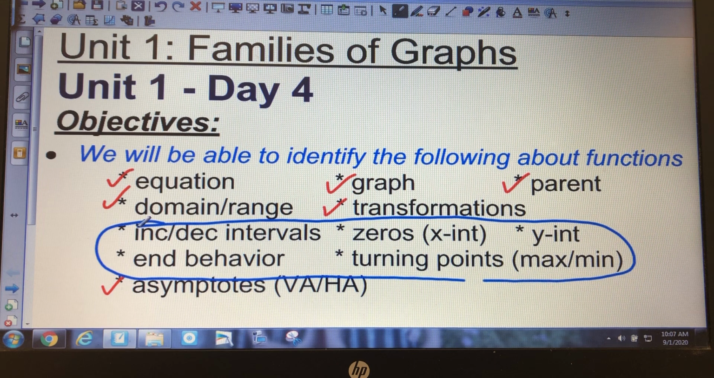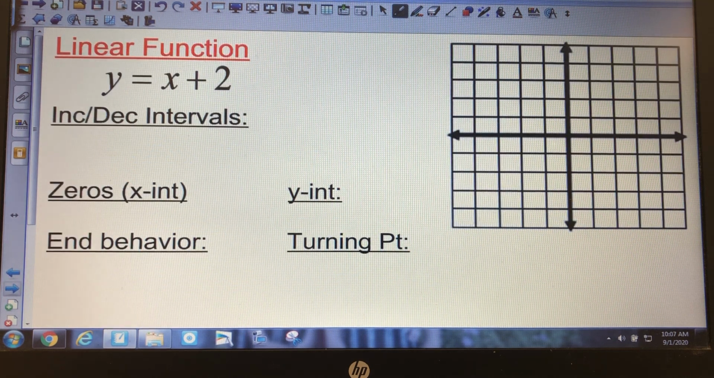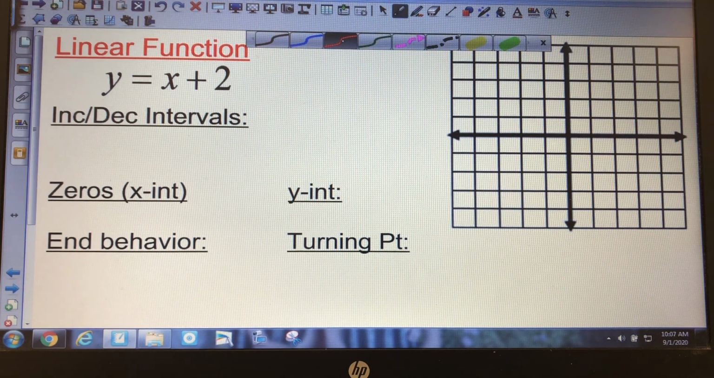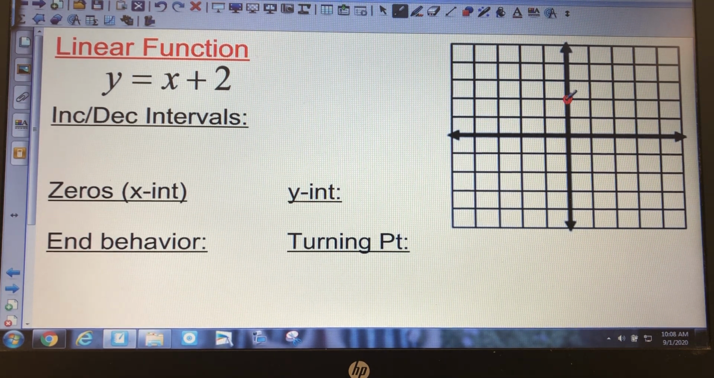Okay, so that's what we need to look at for each of these functions. We've done 9 functions, remember. So let's look at the linear function. So remember, you still need to know the other stuff, domain, range, and so forth. So this one goes up to, and we could fill in the points, and there's your linear function. So you still need to know your transformations, domain, range, and all that good stuff.